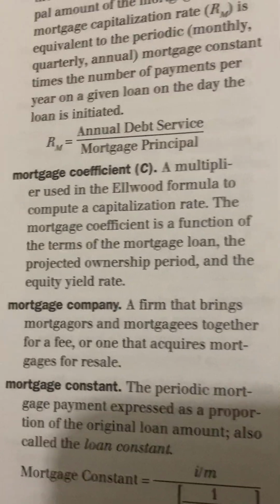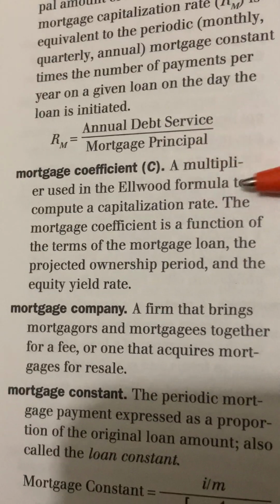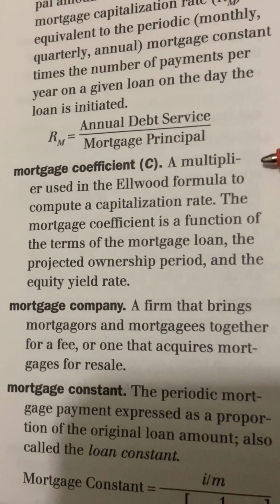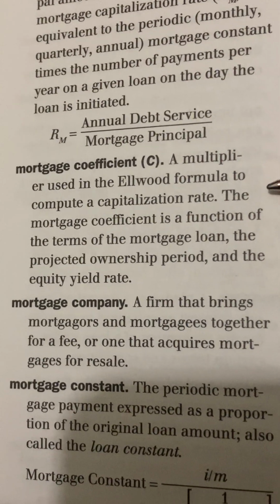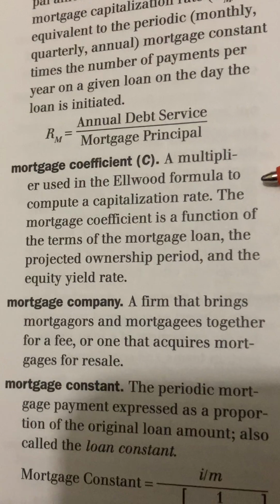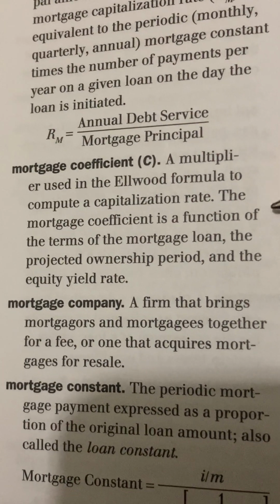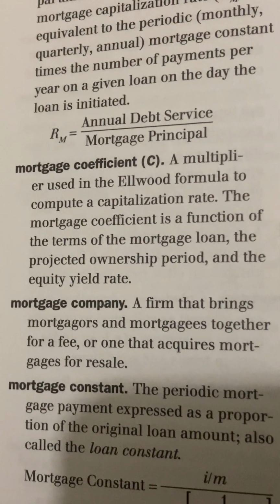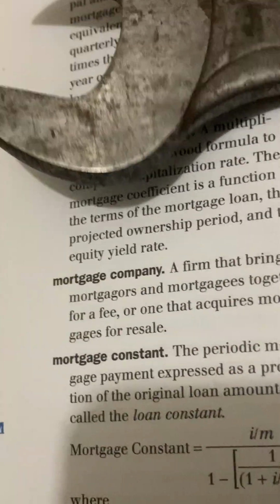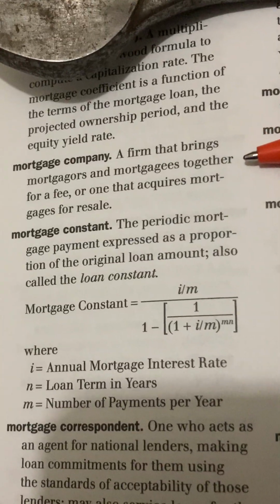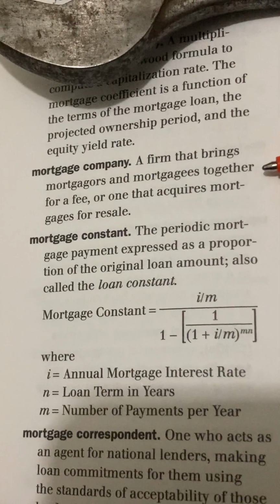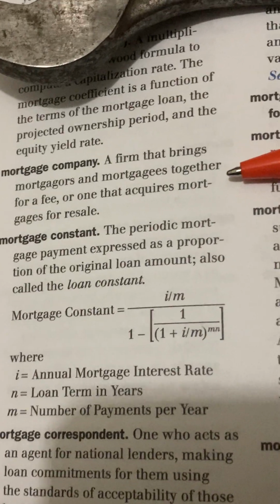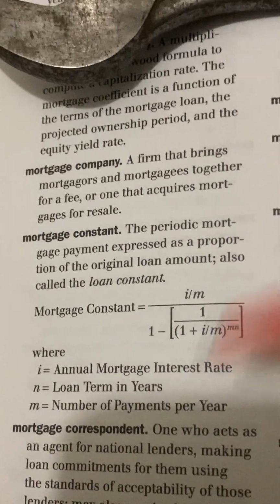Mortgage coefficient, the acronym is just capital C. A multiplier used in the Elwood formula to compute a capitalization rate. The mortgage coefficient is a function of the terms of the mortgage loan, the projected ownership period, and the equity yield rate. Mortgage company, a firm that brings mortgagors and mortgagees together for a fee, or one that acquires mortgages for resale.